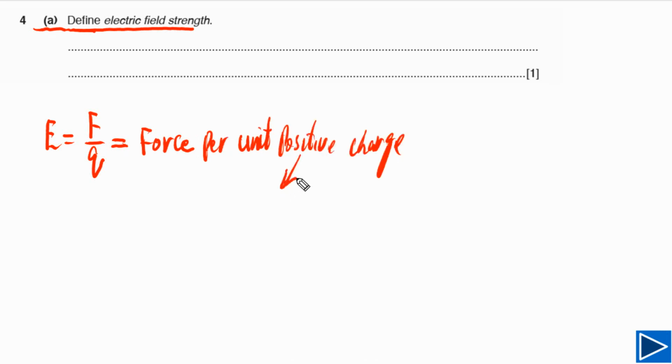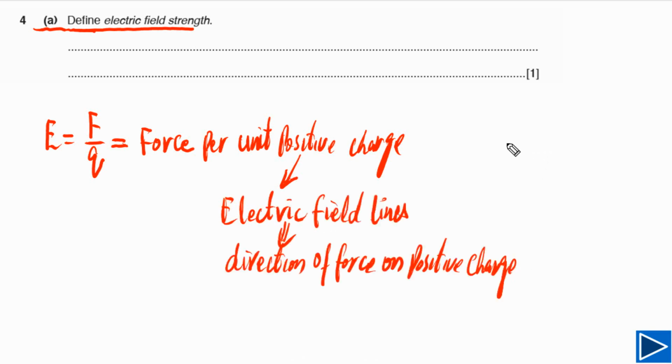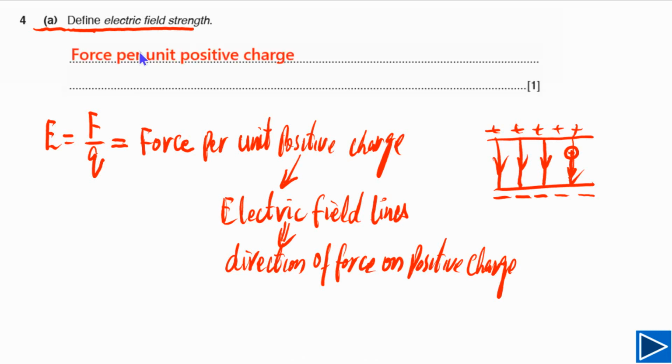Now the question is why we need to mention positive charge, not negative charge? Because electric field lines tell us the direction of force on a positive charge. It simply means that if we have two plates, one plate positively charged and the other plate negatively charged, and we place a unit positive charge between these two plates, this charge will experience force downwards, and that is the direction of the electric field. So simply we can say that E is equal to force per unit positive charge.